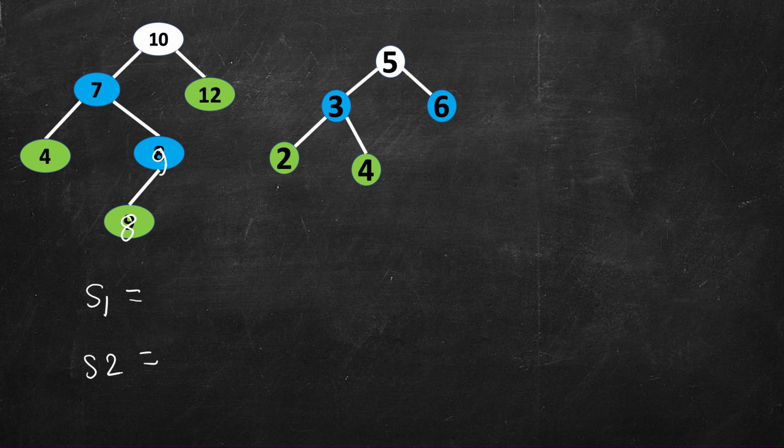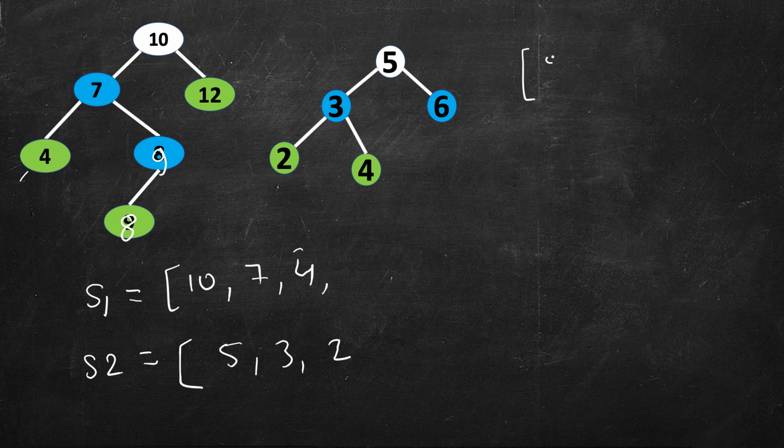So S1 is for tree 1. So it has 10, 7, 4. Now we will stop since current has become null if we make it left. And S2 we will have 5, 3, 2. So here we will stop and then compare their top values, which is smaller. So clearly 2 is smaller. So 2 is popped and we look at its right is null. So we will not insert anything, go to 3. And then pop 3.